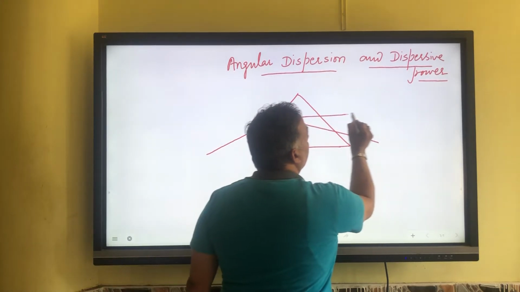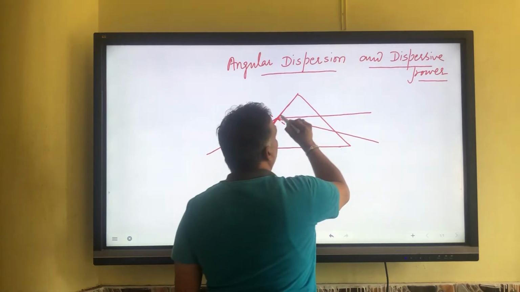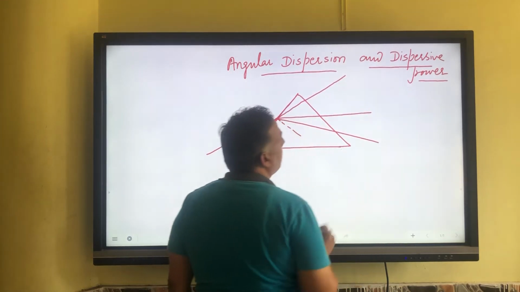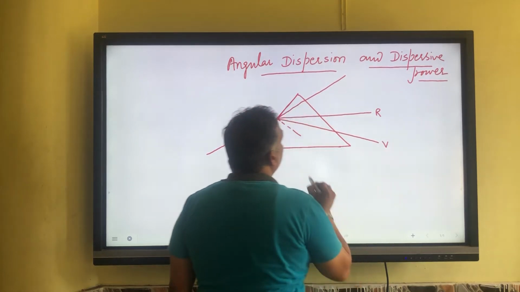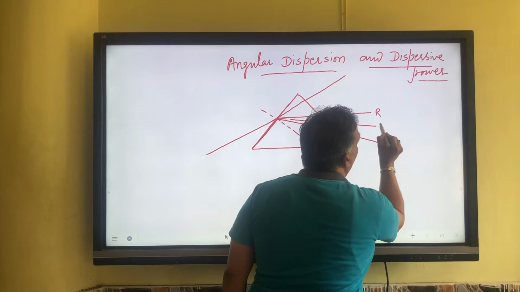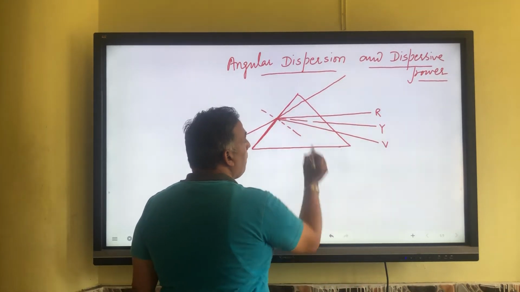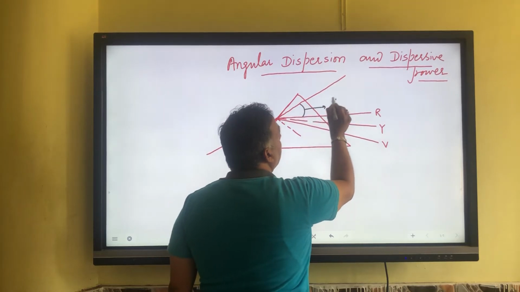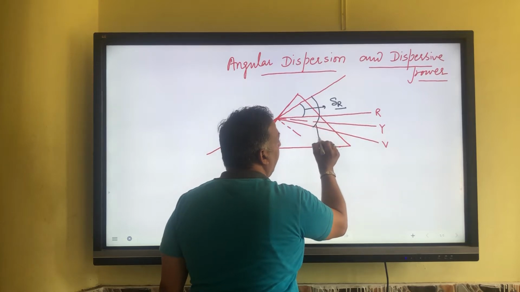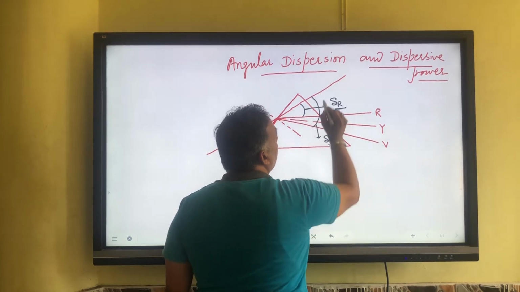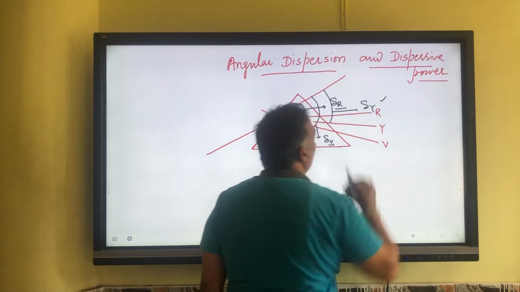Different colors have different deviations. Actually, it has to go in this direction. This is the red color, this is violet, and this is yellow. The angle of deviation for red is lesser, for violet is more, and then this is the angle of deviation for yellow.